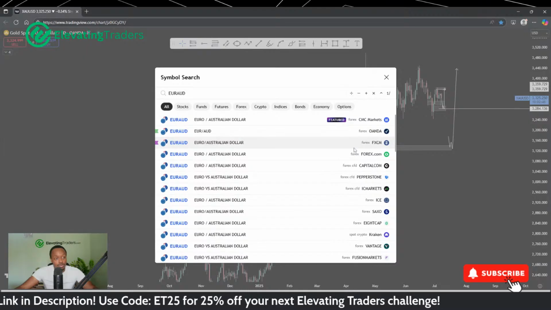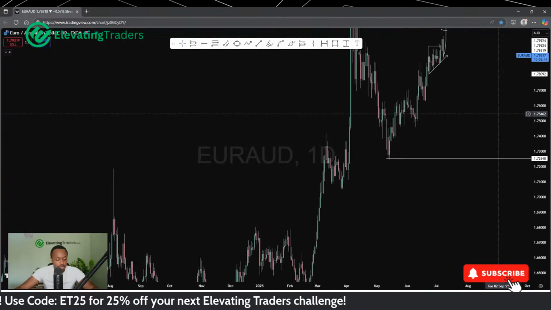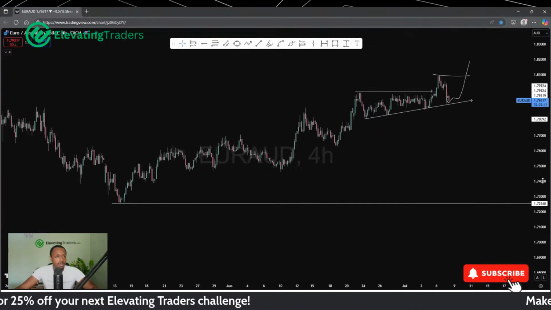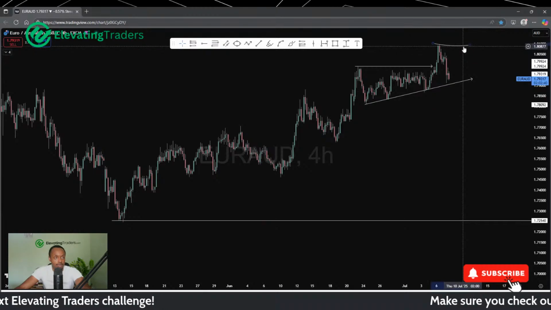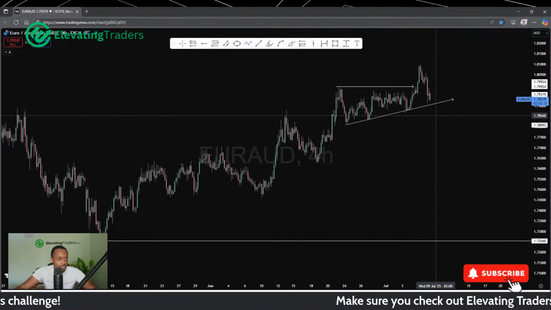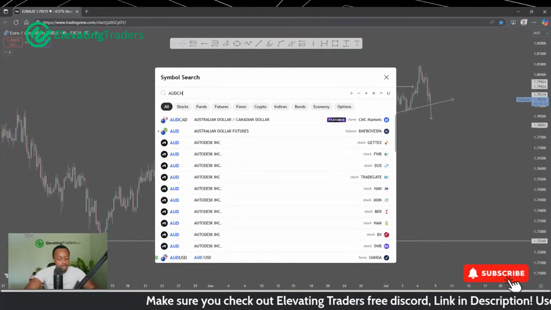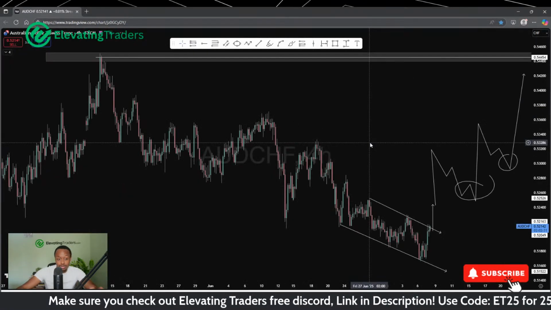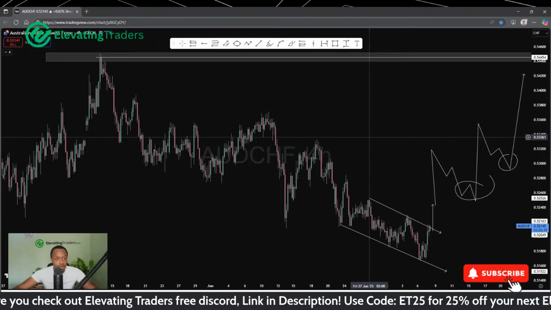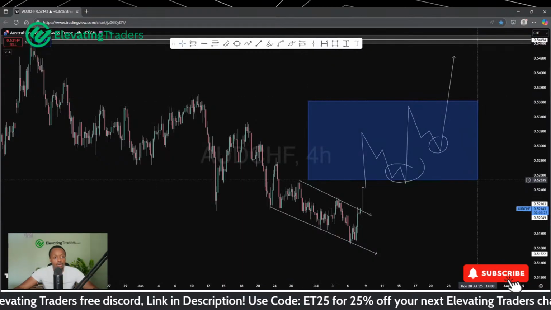In terms of opportunities for right now, Euro Aussie is definitely something I'm going to look at. I'm looking for some selling opportunities here, but I do want to see price break strongly below this trend line to initiate an entry. Likewise with Aussie CHF, I'm not going to try and take them both. As I mentioned, they're very similar trades, both relying on strength from the Aussie.